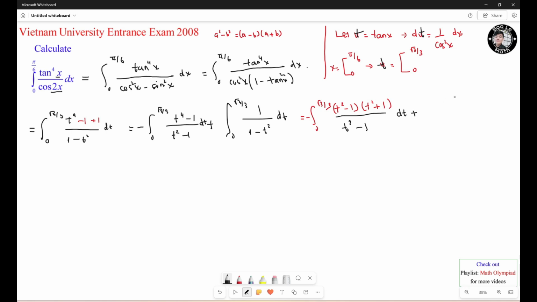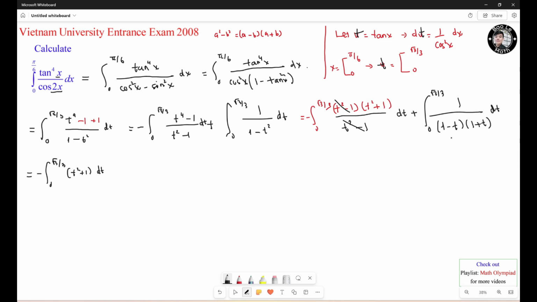Plus the second integral. I just use the difference of two squares to factor that one. So it turns out to be the integral from 0 to root 3 over 3 of 1 over 1 minus t times 1 plus t dt. Now this guy and this guy cancel out. So you have negative integral from 0 to root 3 over 3 of t squared plus 1 dt. This is a very simple integral. Now the second one right here.